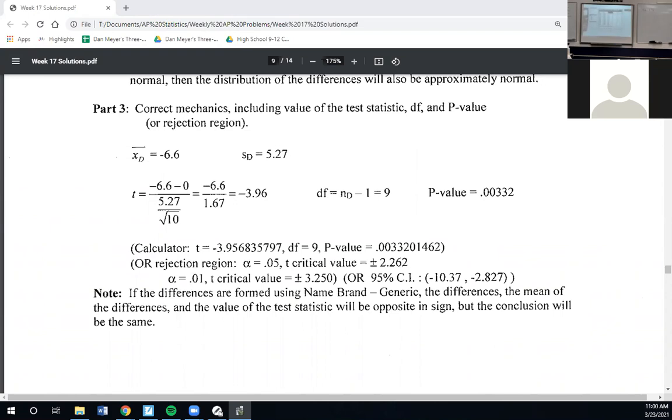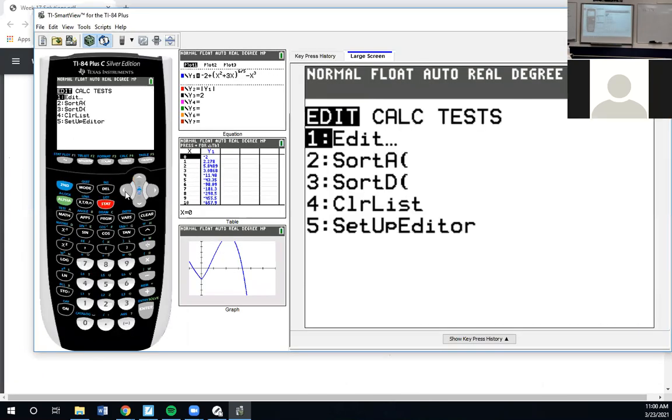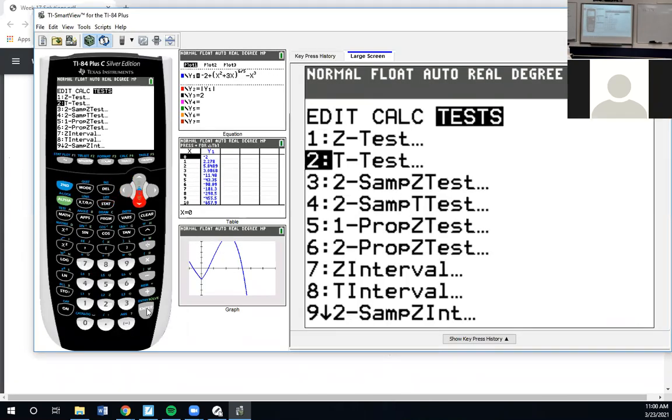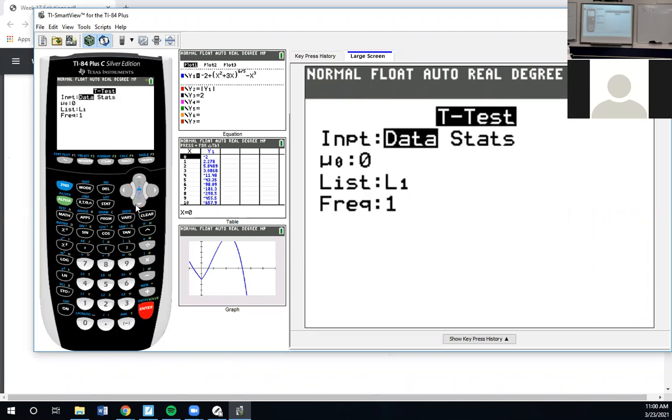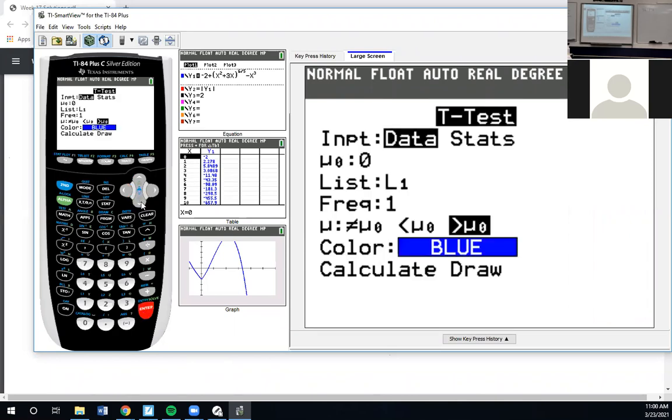So if you had done it this way, wherever you got your list, you're going to go stat, tests. You're going to go down to t-test. Where do you have data, out of a list, or do you have stats to give me? Well, I have data that I put in a list that I want you to use. Mean is 0. List, well, we put the differences in list 3, so I'm going to use list 3. Alternative is that we are not equal to 0.